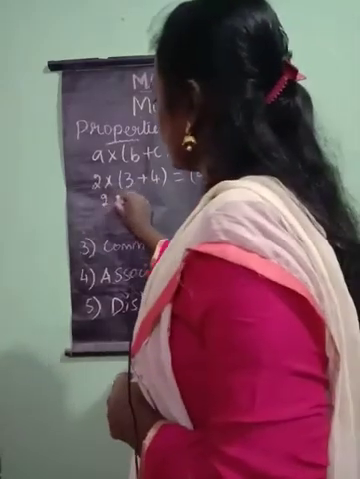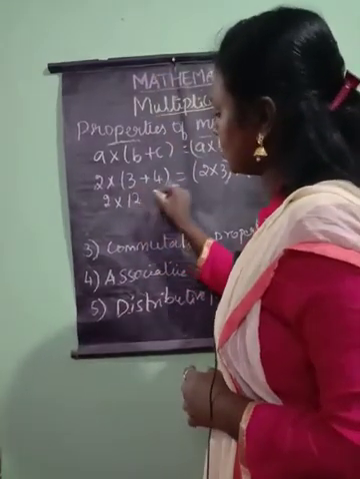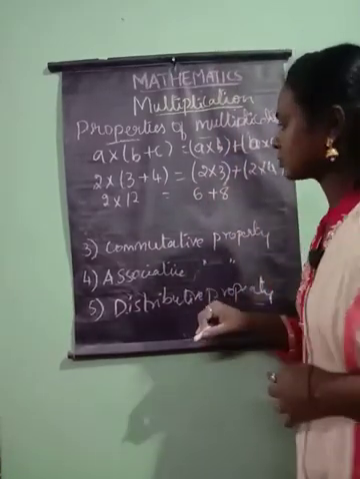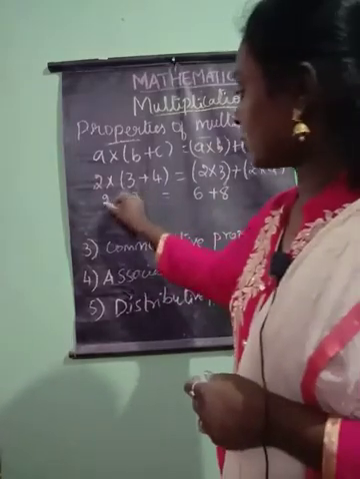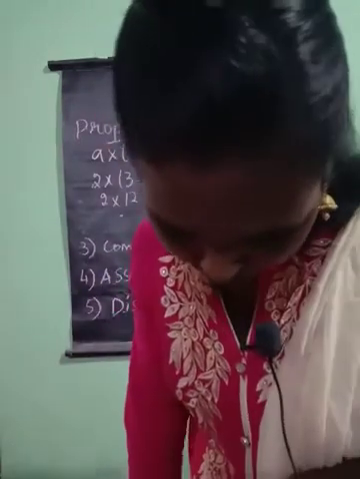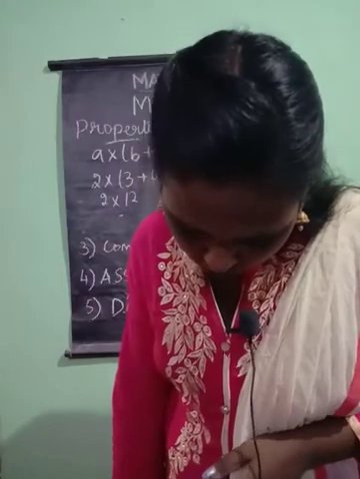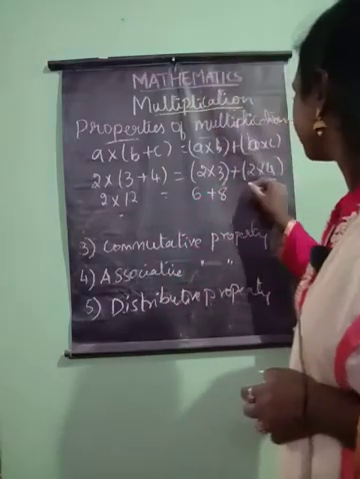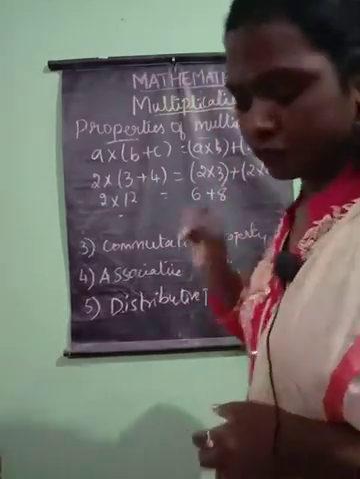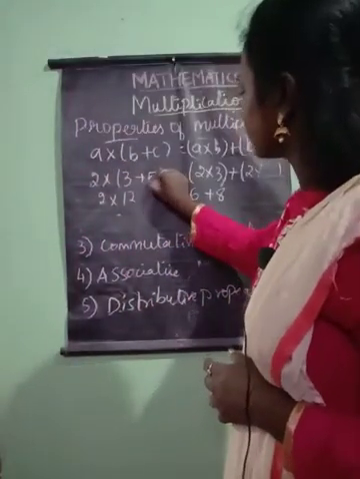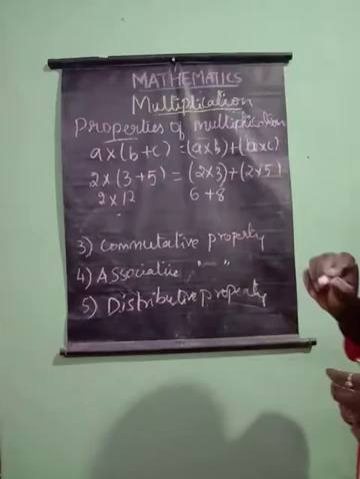Now 2 into 3 plus 4 is 12. The same way, 2 3s are 6 plus 2 4s are 8. So 12 2s are, just a minute. Okay, instead of 4, let us try 5. Let us try 5. Okay, for 4 it is not suggested.